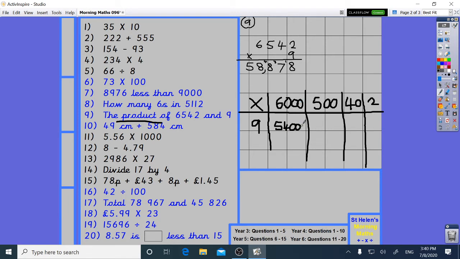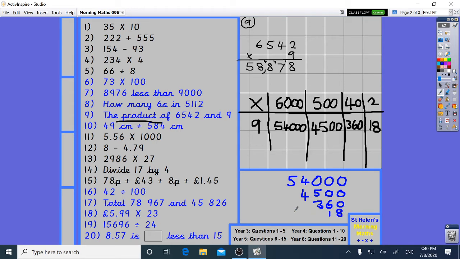1, 2, 3. We do 9 times 5, that's 45. 2 zeros to be placed. 9 times 4, that's 36. 1 zero to be placed. 9 times 2 is 18. Wow. Lots of adding up to do there. I'm not going to be adding this up in my head, so I add it up with the column method. This really is the most difficult level of multiplication that we'd like you to be able to do in year 4. Hopefully you can do this now.